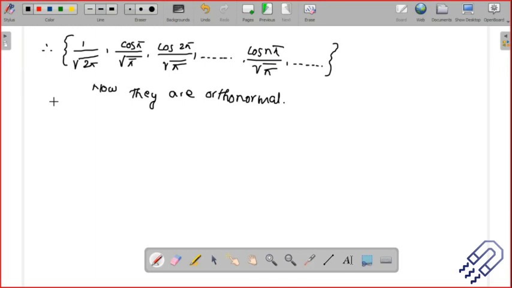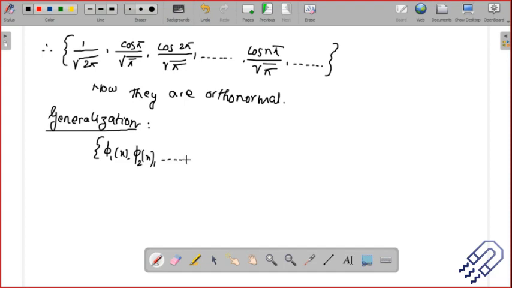So in general, if I can just write it down, we usually write it in terms of the Kronecker delta. So if it is orthogonal, it's 0. If it is orthonormal, it's 1 with itself. So for generalization, we can just say phi 1 x, phi 2 x, up to, let's say, we limit to phi n x. And we say that it is orthonormal.